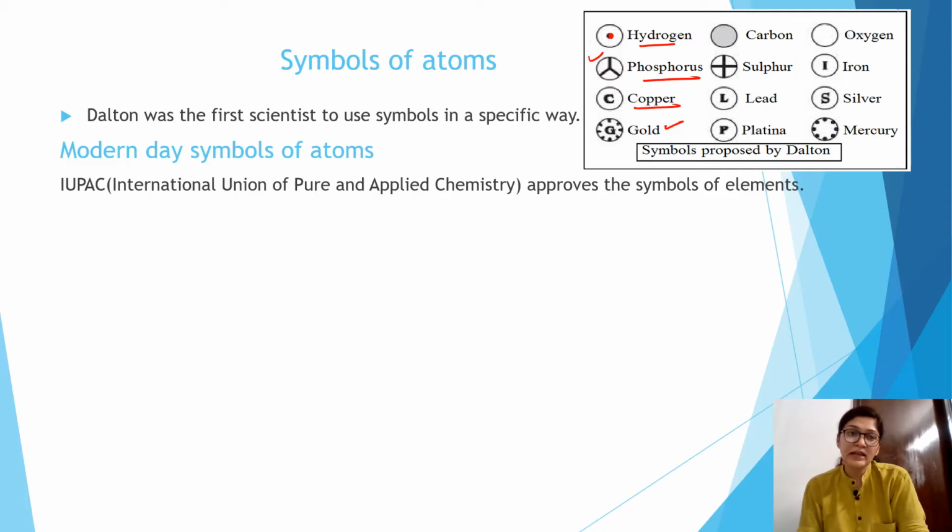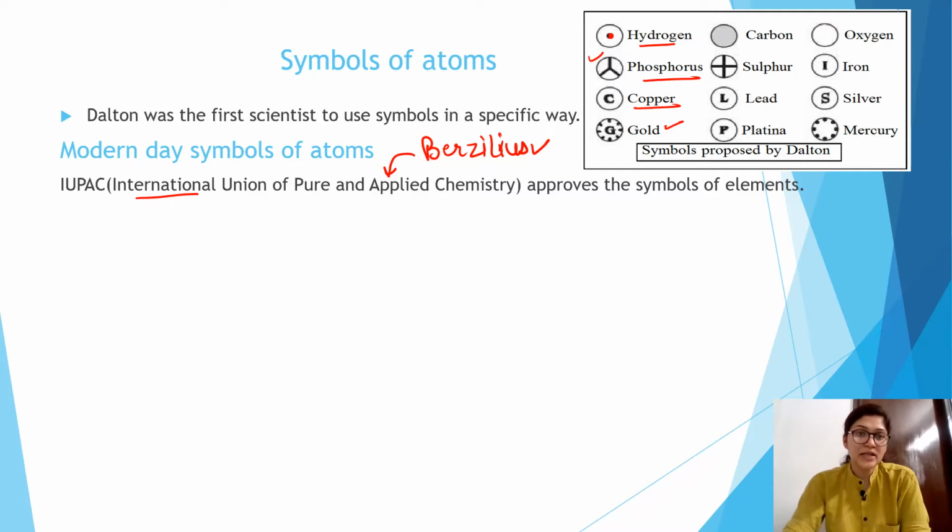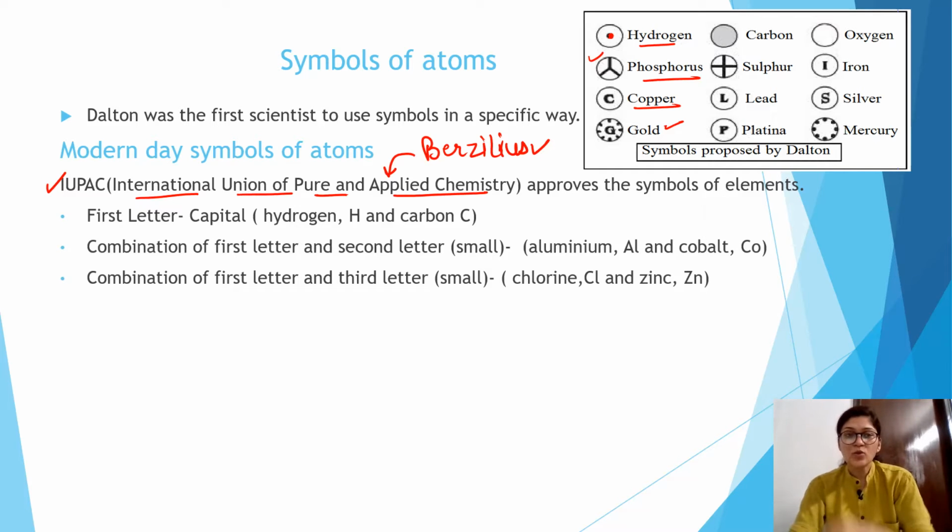So finally it got rejected, and the modern way of writing symbols was first given by the scientist Berzelius. It was further approved by the International Union of Pure and Applied Chemistry, known as IUPAC. The modern symbol was given by Berzelius, but the Dalton symbols were completely refused. So what is the criteria of this IUPAC naming?